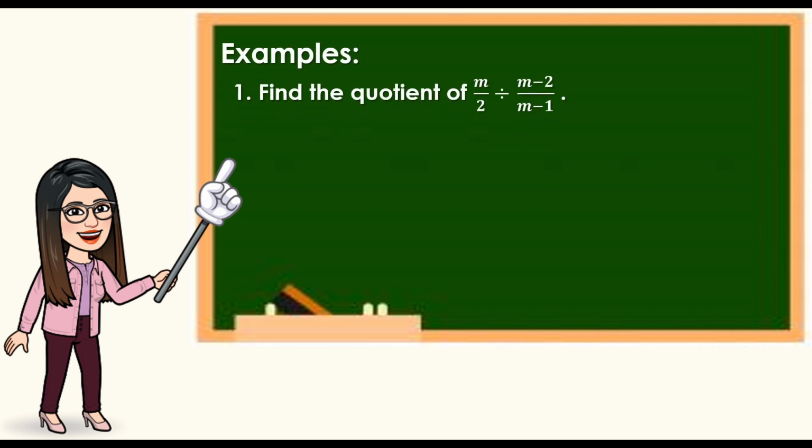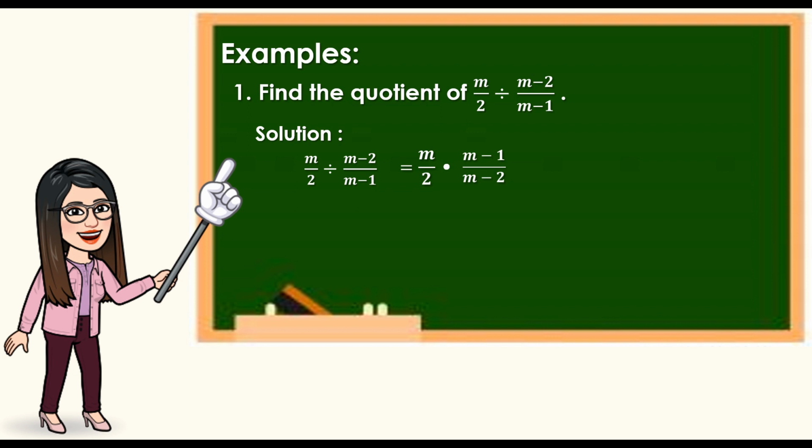1. Find the quotient of m over 2 divided by m minus 2 all over m minus 1. Let us solve. So we have m over 2 divided by m minus 2 all over m minus 1. The first thing that we're going to do is write the given dividend, which is m over 2. And then, let's proceed to multiplication, but be sure that you will get the reciprocal of your divisor. It is now m minus 1 all over m minus 2.